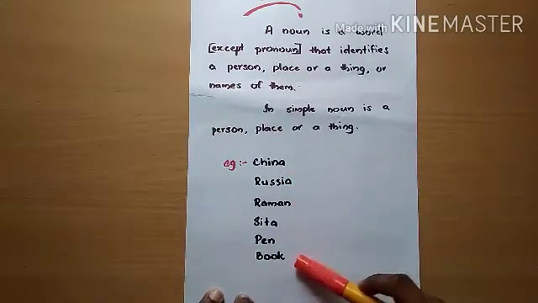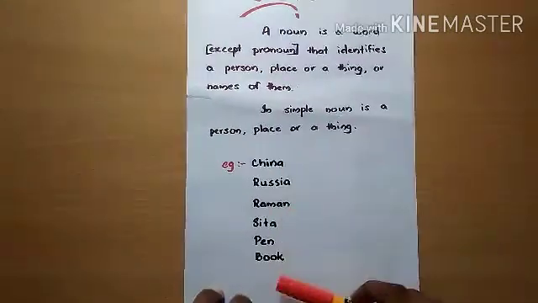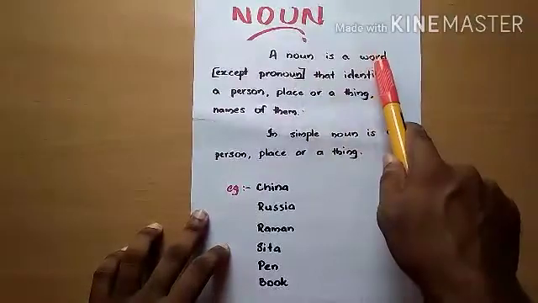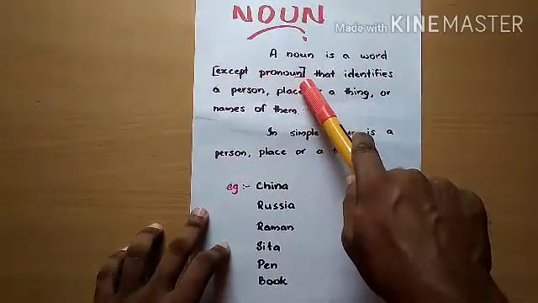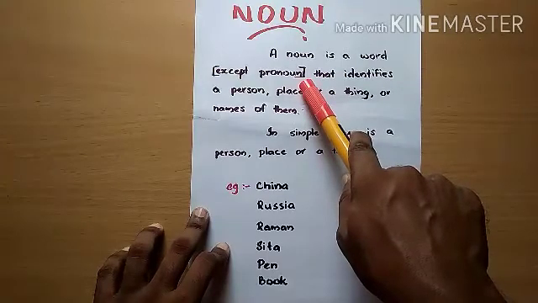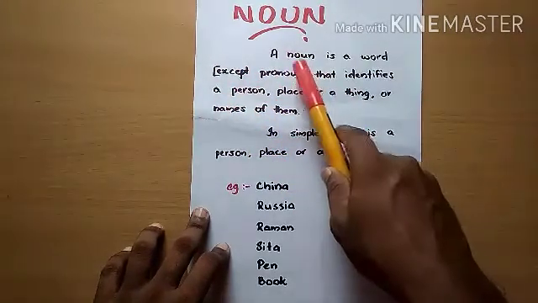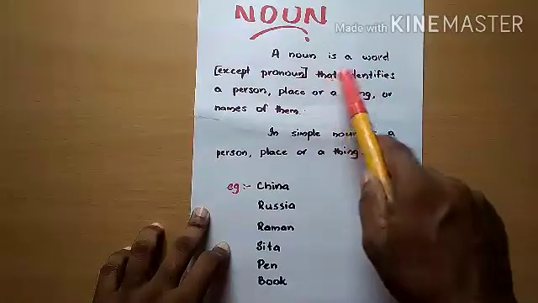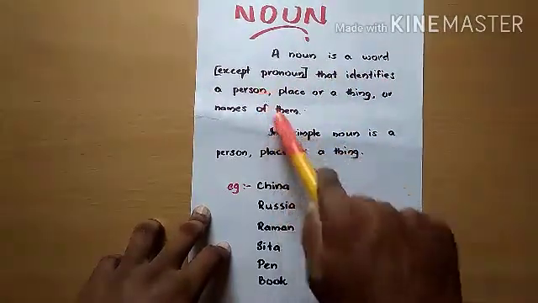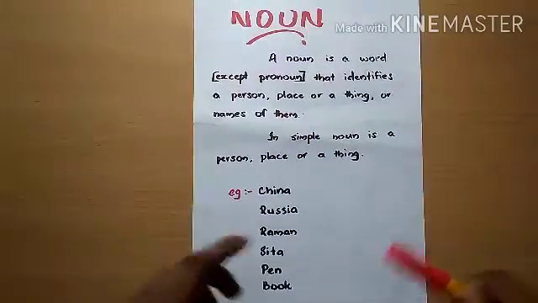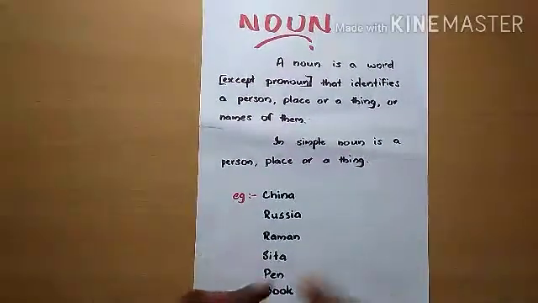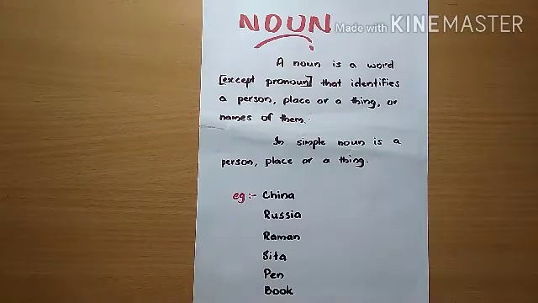These are nouns, right? So noun is a word except pronoun. Pronoun, you know what it is, like he, she, it, those things come under pronoun. So noun is a word that identifies a person, place or a thing or names of them. Understood?